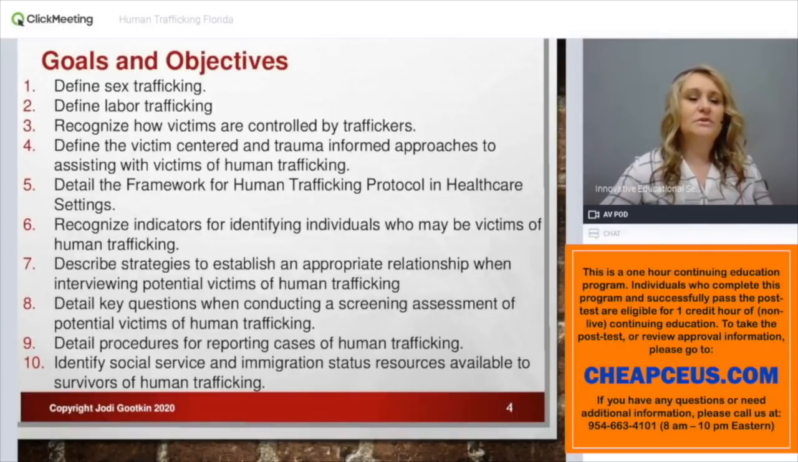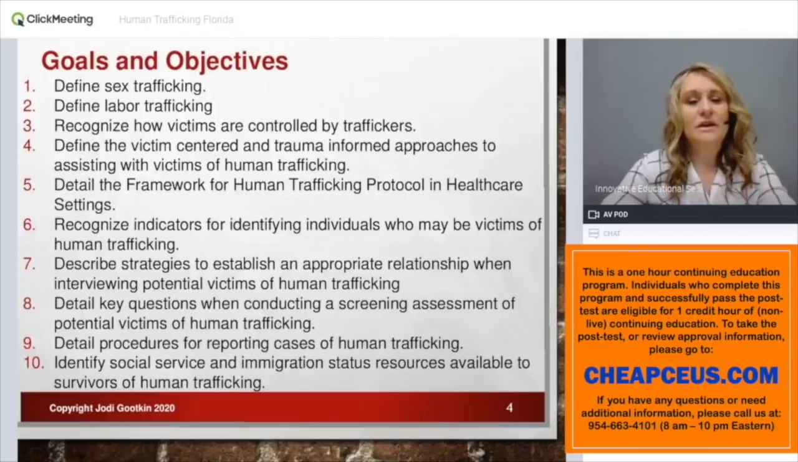Our goals and objectives will include defining both sex and labor trafficking, exploring red flags to help you identify individuals who are potential victims, as well as go over reporting guidelines and resources available to victims and survivors. The information that I present today is compiled from various federal government, as well as state of Florida resources and the National Human Trafficking Resource Center. On the last few pages of your course notes packet, there are several links provided that will be helpful to you in the clinical setting as you explore this information further.